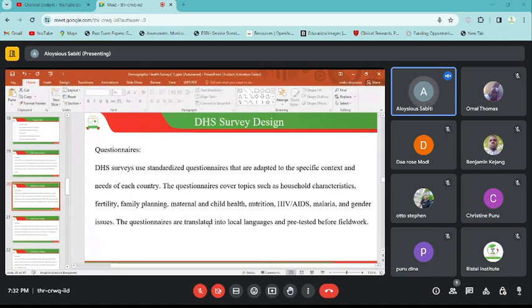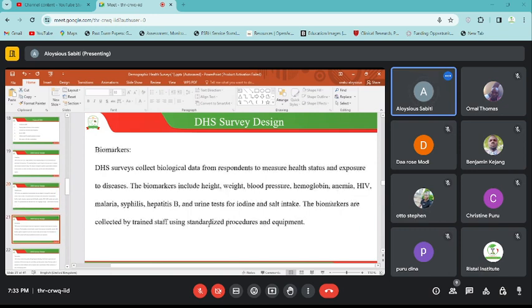And similarly, the same way you have an approach in designing questionnaires for reproductive health research, it is the same way you should be able to have an idea of how to develop questionnaires regarding concepts of fertility, concepts of family planning, but also concepts of household characteristics. Another concept in survey design is what we call the biomarkers.